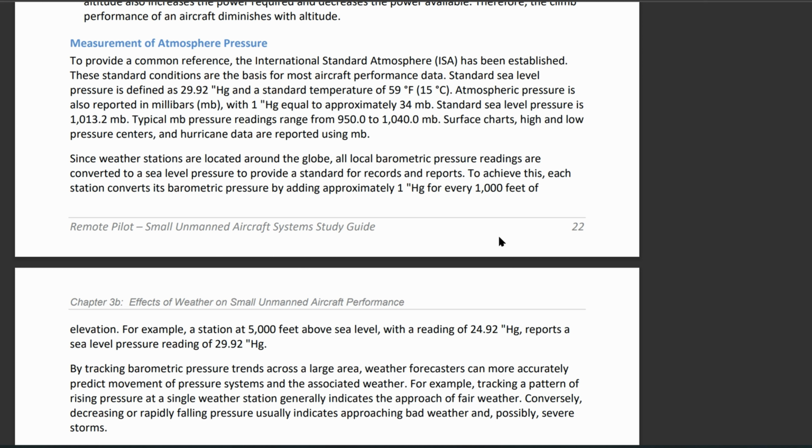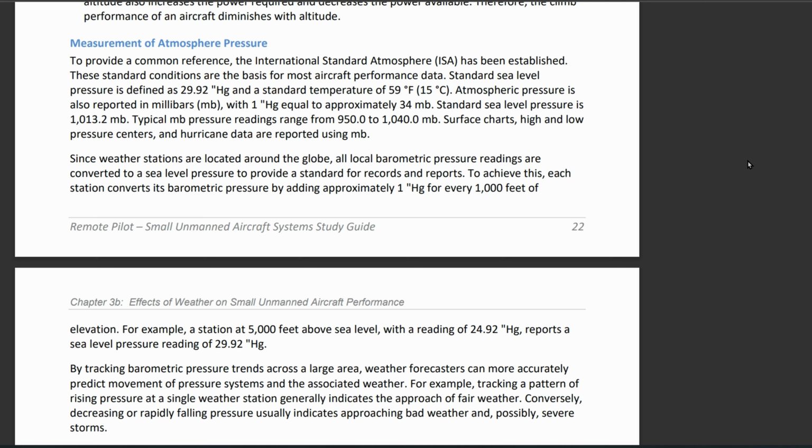Let's continue on Chapter 3B, Effects of Weather on Small Unmanned Aircraft Performance, with a look at measurement of atmospheric pressure. With measurement of atmospheric pressure, we use the International Standard Atmosphere, ISA, so everything can be at a reasonable standard, the same across the world. It's just like Zulu time.